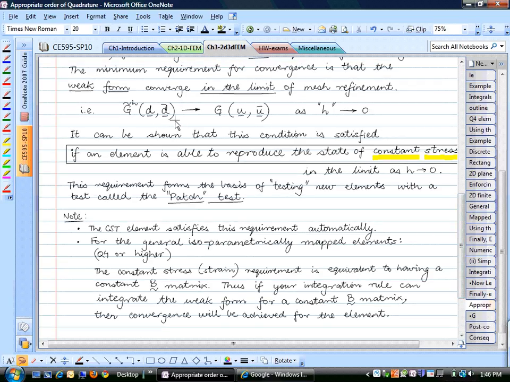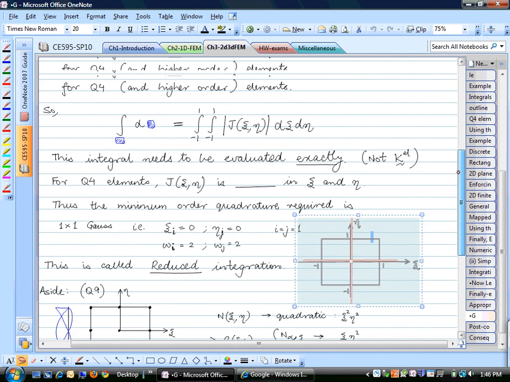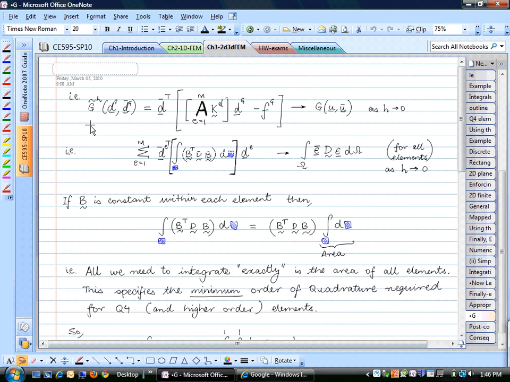How do we integrate our weak form accurately enough so that in the limit this converges? So the idea is that since we want our discretized weak form to converge in the limit as h tends to 0, we want this discretized weak form, which is actually nothing but d bar transpose, the virtual displacements transpose, times this is the global stiffness matrix, this is the global displacement vector minus global force vector. There's a bar missing here. That should approach this.